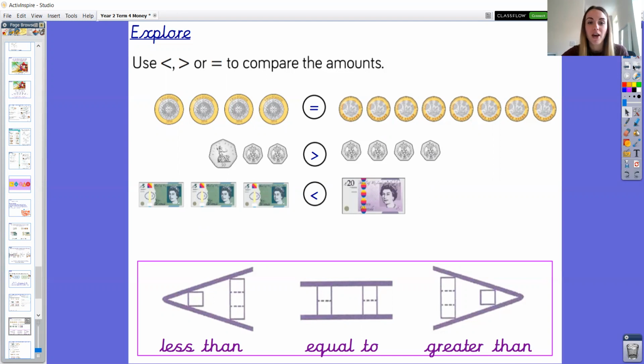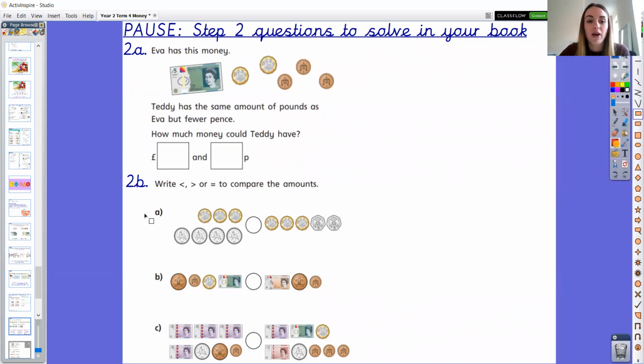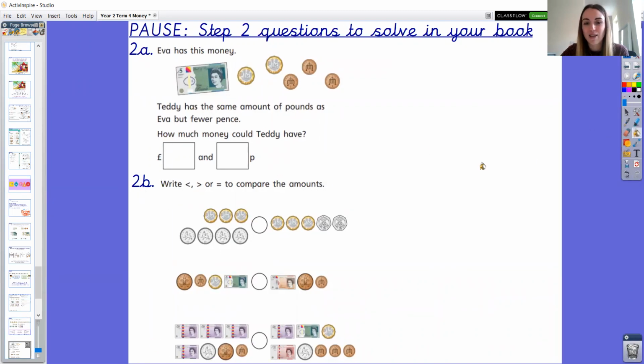Well done, Year 2. Okay, so on your screen now, you can see the step 2 questions to solve in your book. As you can see, 2B is very similar to the question that we have just explored together. So please pause the video here to solve these questions in your book.